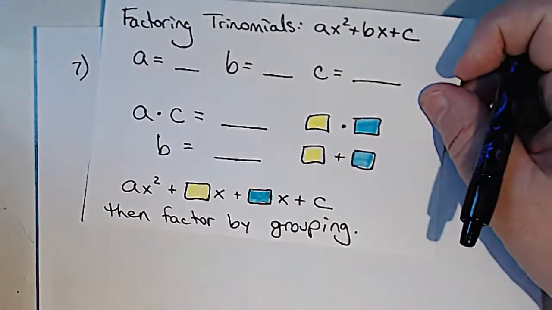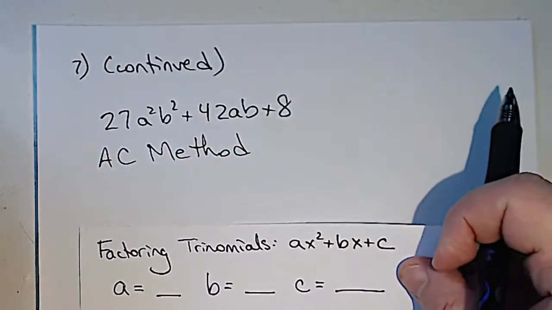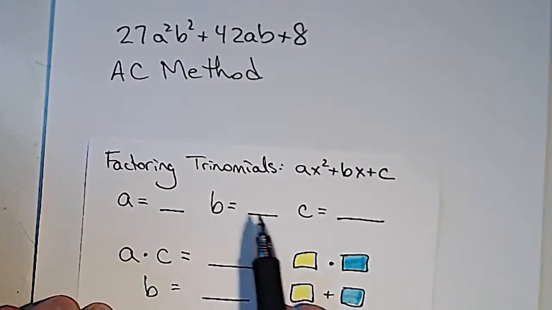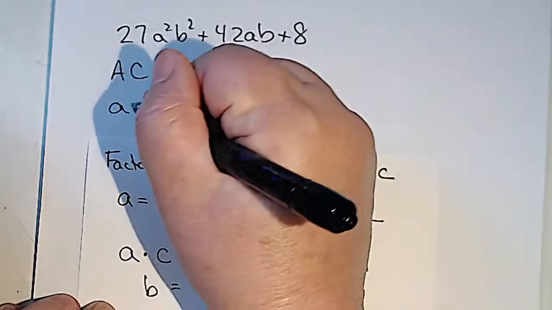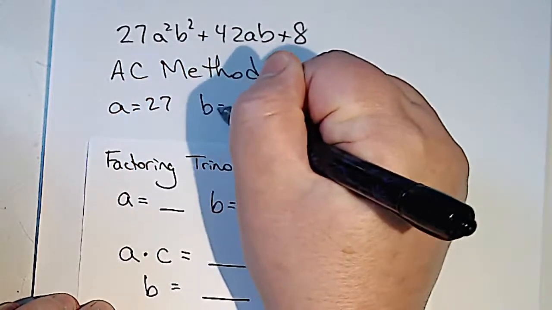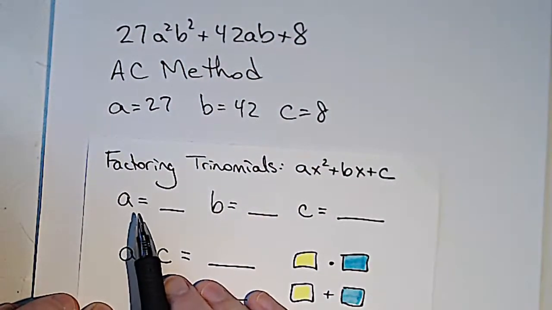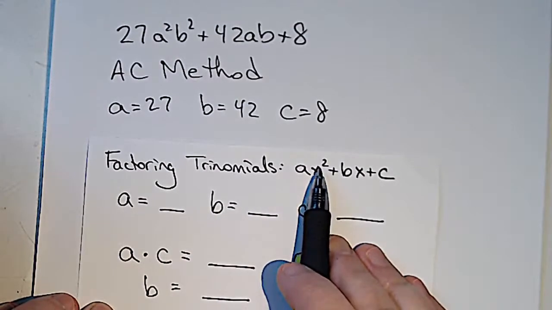So, okay, what we need to do here is we need to find A, B, and C, right? So A is 27, B is 42, C is 8. How do we know which one A is? A is the one that goes right next to all the squareds.